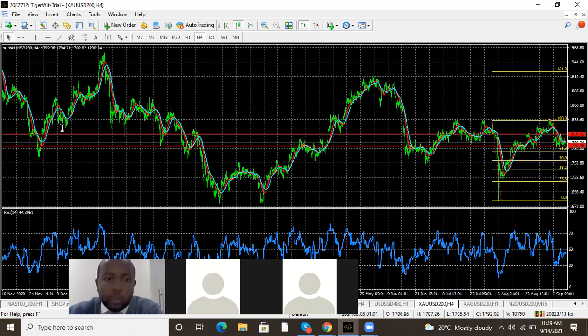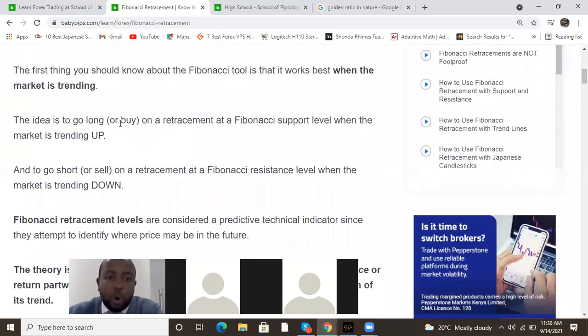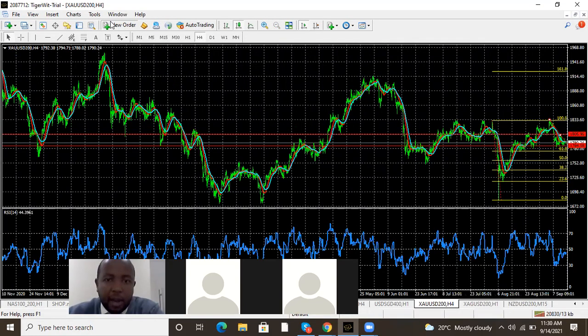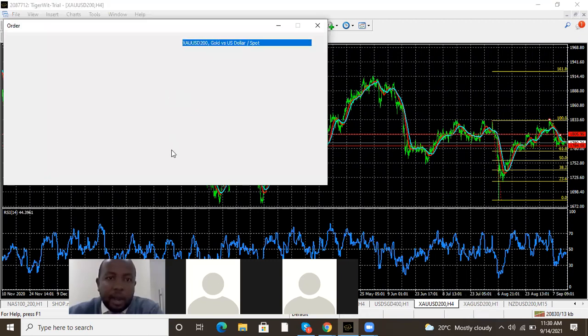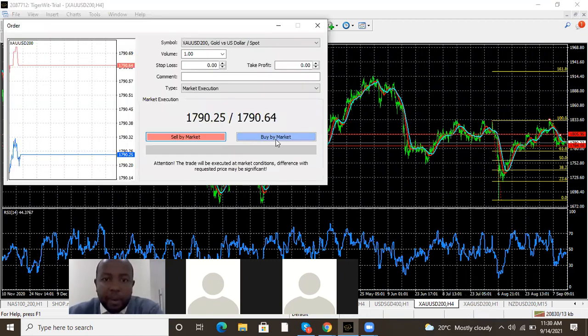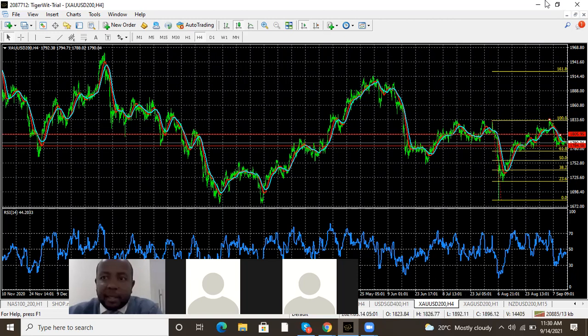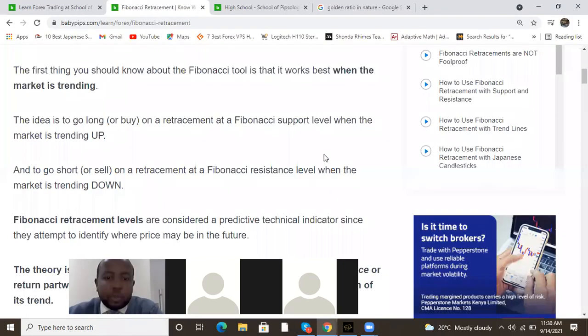So we are looking at a trending market. The idea is to go long. Going long means we are buying. Like here, when you click new order, you will see sell or buy. So when the market is going up, you should be buying by the market. When the market is falling, you should be selling by the market. Let me finish, then we go to the practicals. Just give me a few minutes.